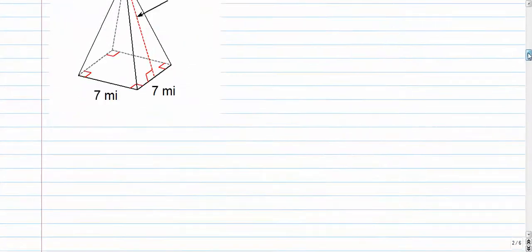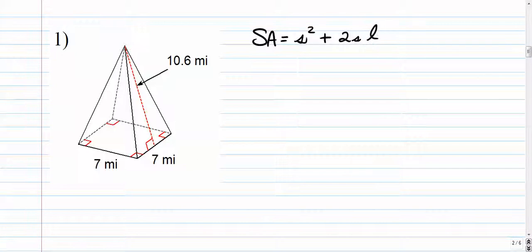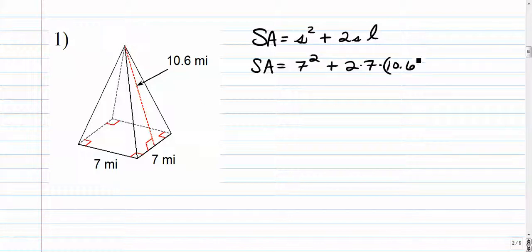Alright, so let's do a few. Number 1, surface area of this pyramid. It's the area of the base plus 2 times S times slant height. Now in this example, everything's given to us. 2 times 7 times 10.6. Everything's nice and easy. You just type it into your calculator and you get your answer of 197.4 square miles.